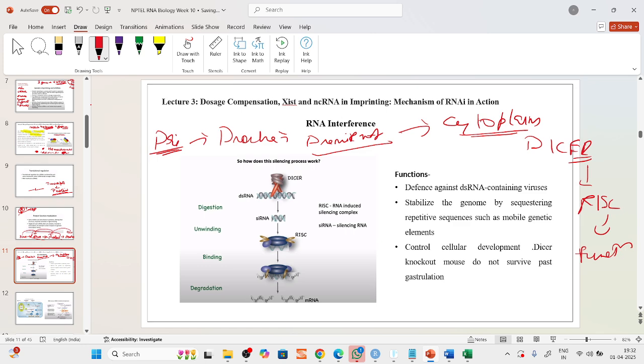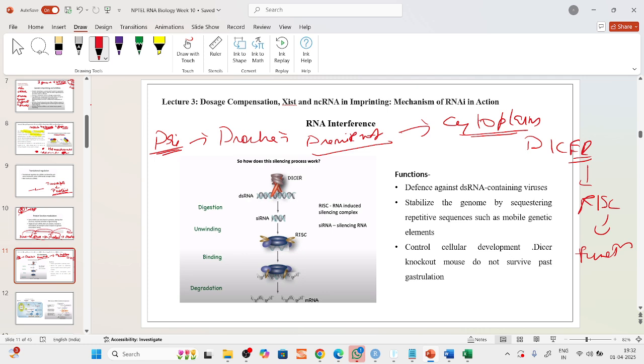This is something that we have already discussed. This is the biogenesis and mechanism of how miRNA or siRNA are formed. Let us try to see what the functions of this RNA interference are.